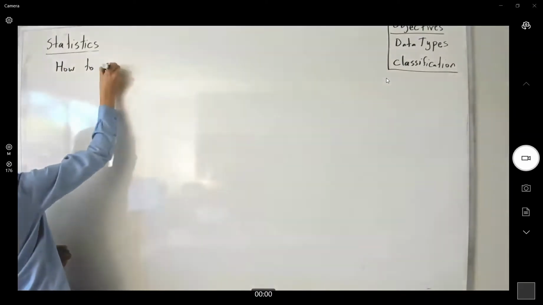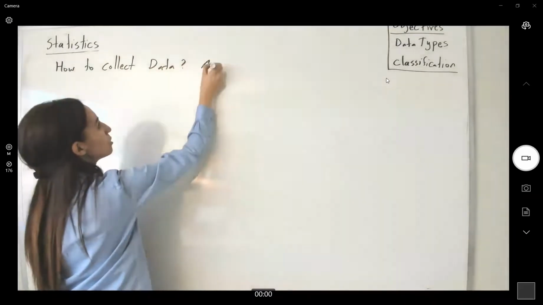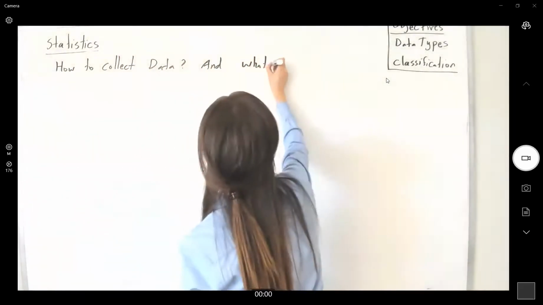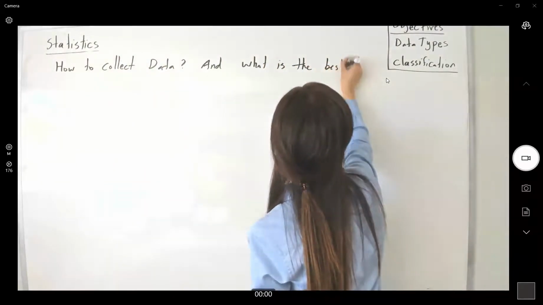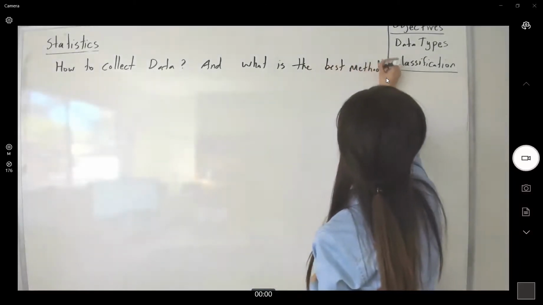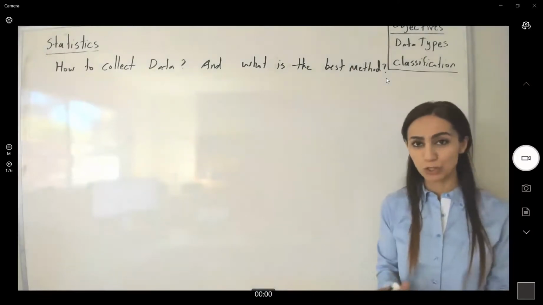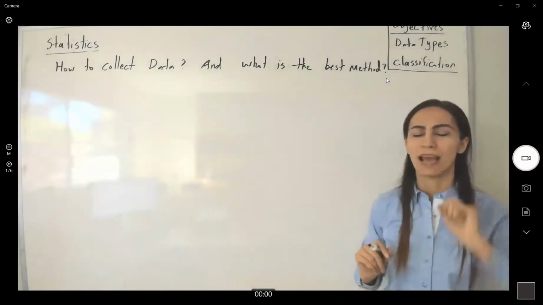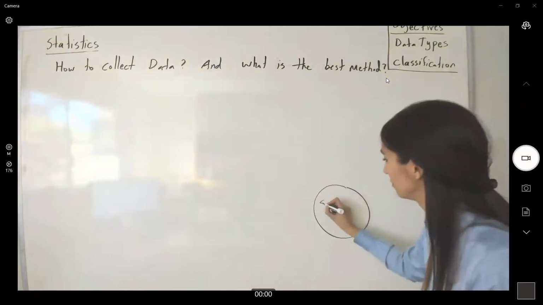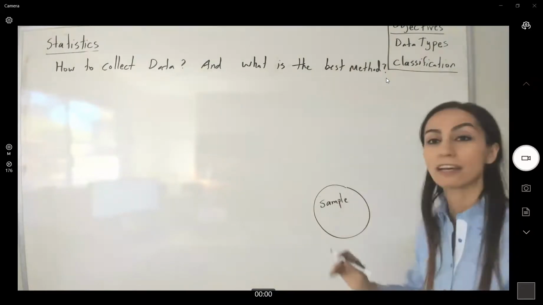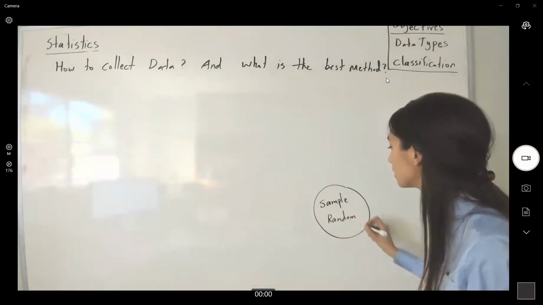How to collect data, and what is the best method? Again, you are the statistician. Your job is to collect the data at random. You're forming a sample. Definitely a random sample. Randomness is very important.